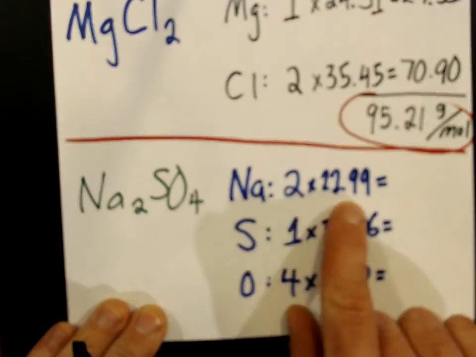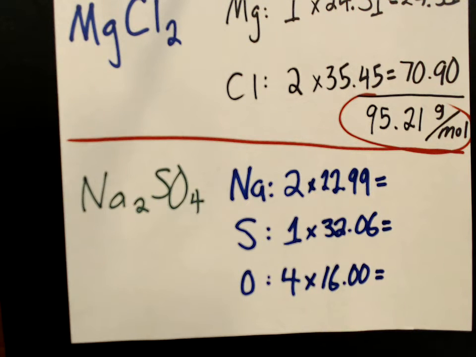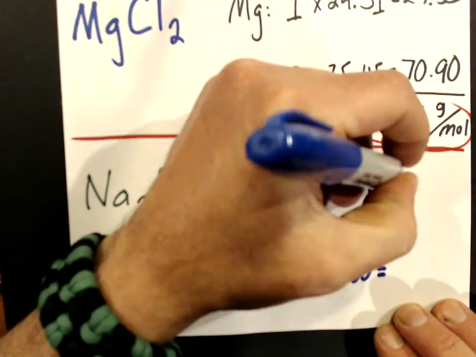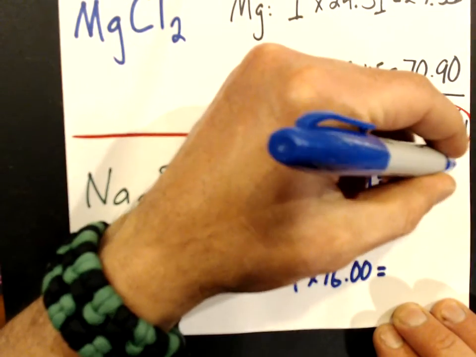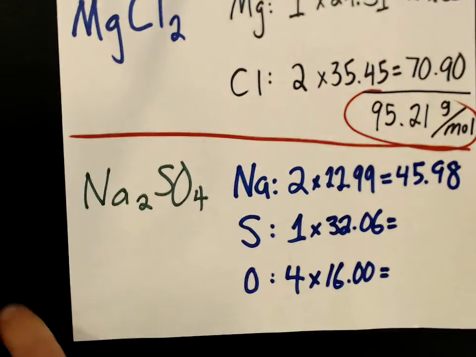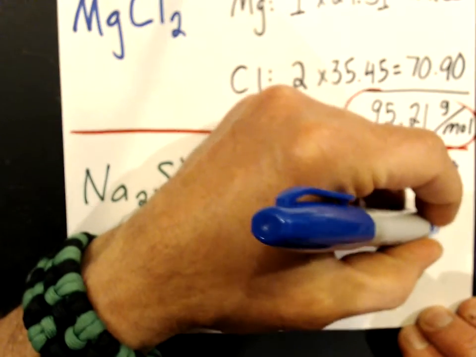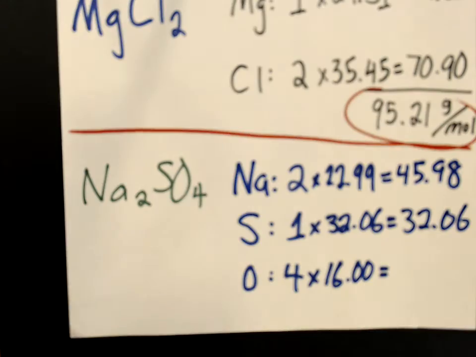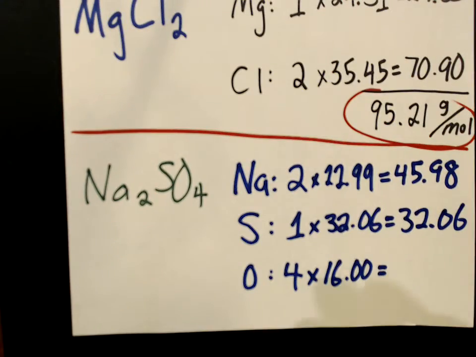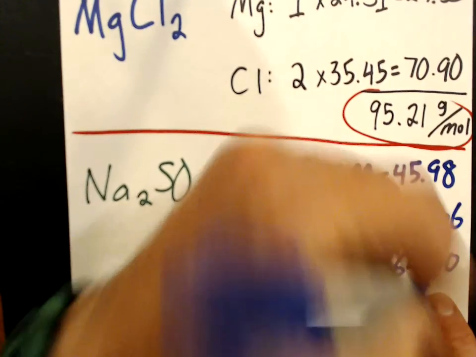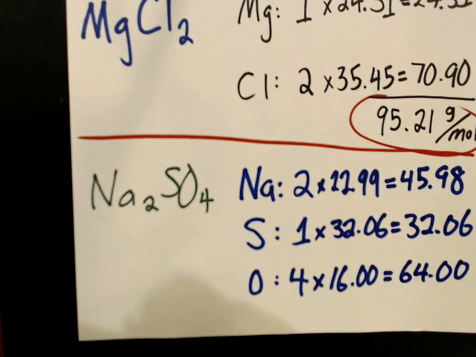I'm now going to multiply each of these little expressions. 2 times 22.99 is going to give me 45.98. 32.06 times 1, that's easy, 32.06. And then 16 times 4 gives me 64.00. Yes, I'm keeping 2 decimal places all around.